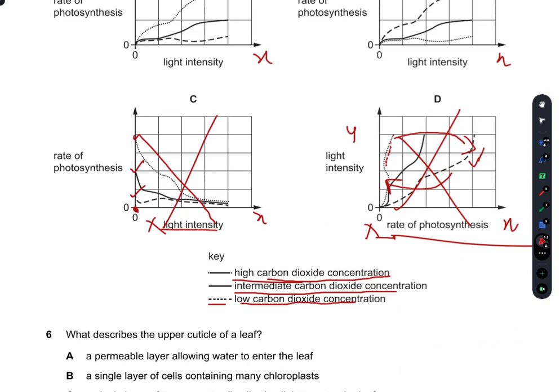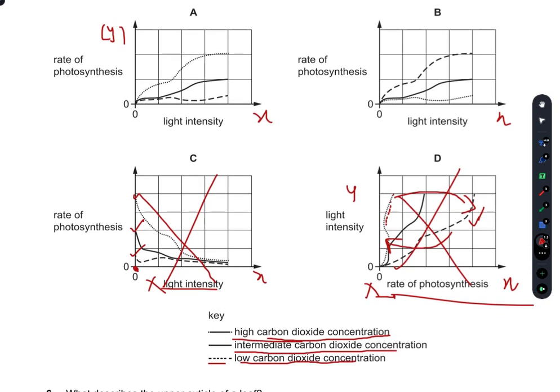In option B, I am being a little confused by the key here. As in A and B, you can see that the rate of photosynthesis is on the Y-axis and light intensity is on the X-axis. So this line represents the intermediate concentration. So yes, this is true for both.